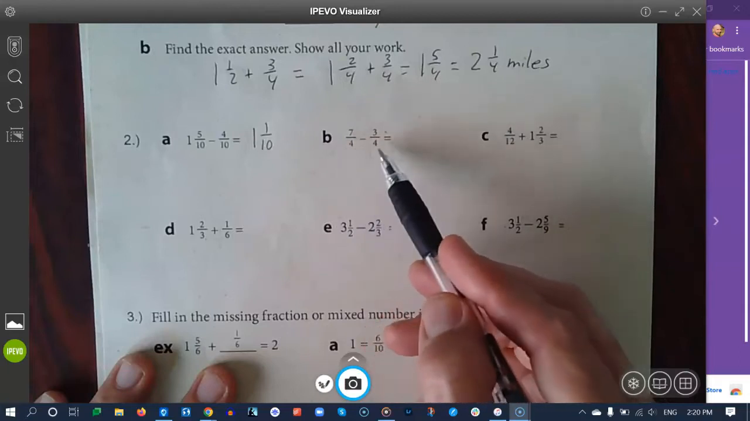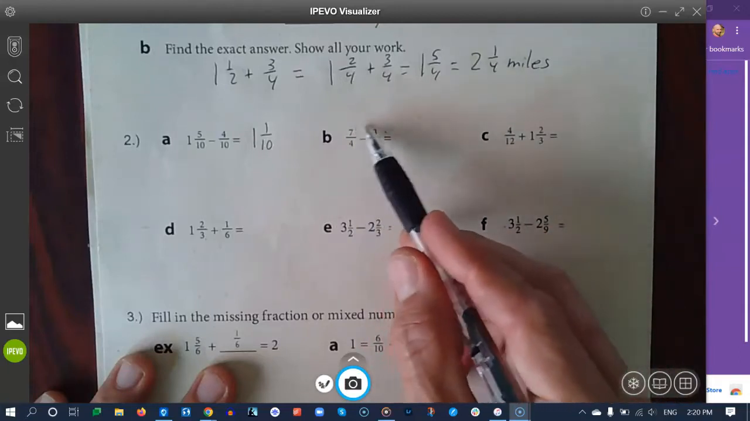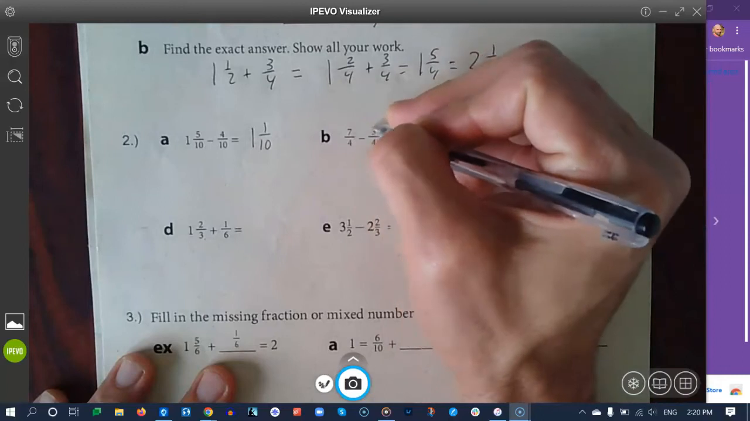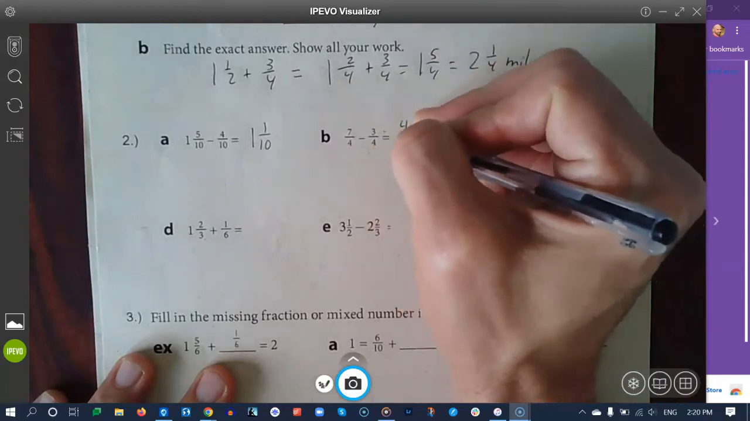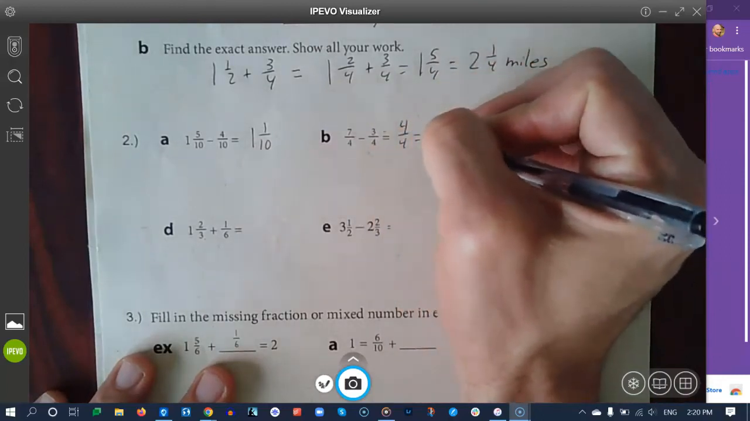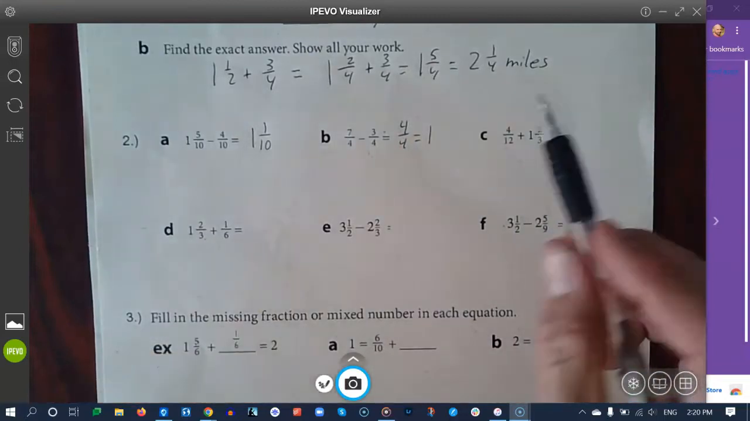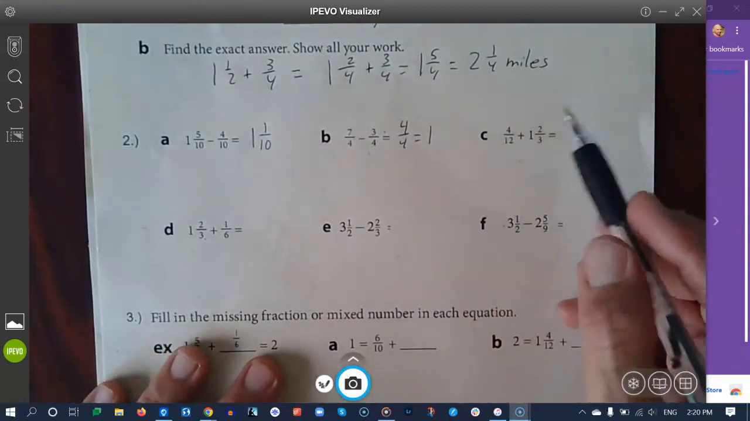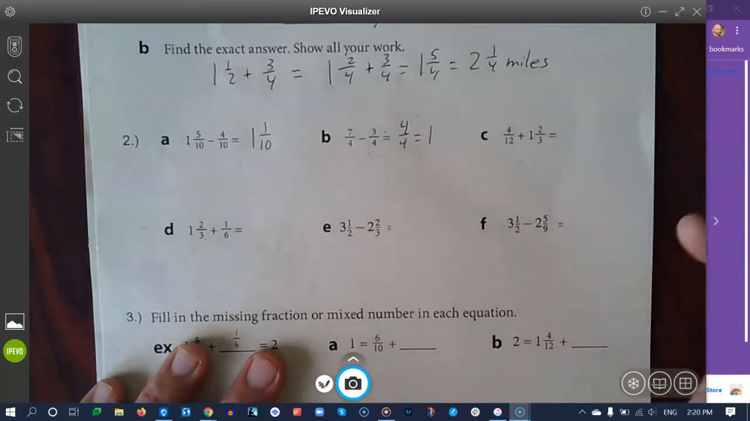I look at those denominators. They're the same. I don't need to change anything. I'm able to subtract the numerators. 7/4 minus 3/4 is 4/4. And again, if I'm a mathematician, I'm going to put 1 there, because that's 4 divided by 4, which is 1. Now I have 4/12 plus 1 2/3.